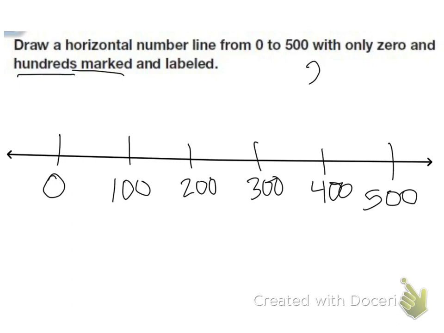What if I wanted to show a point 276 on this scale? Would I put it closer to 200 or 300? Well, I'd put it closer to 300 because 276 is closer to 300 than it is to 200.